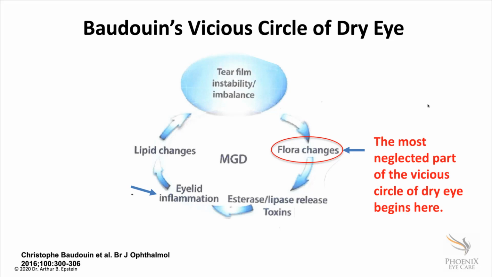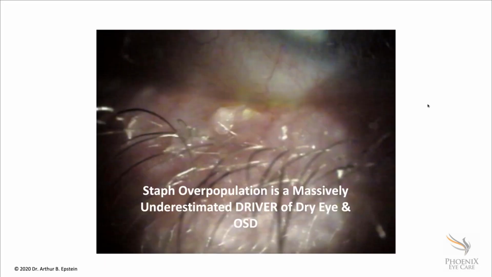And this is literally right out of the book of Baudouin, right from the center of Baudouin's algorithm for how dry eye occurs. And it's absolutely spot on and brilliant. Don't underestimate how much gunk can accumulate on lids.